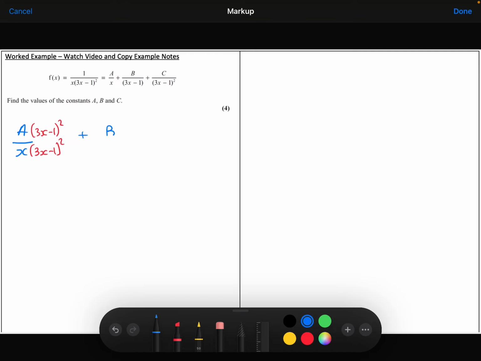Next, let's focus on the b over 3x minus 1. I've already got one of the 3x minus 1 factors in the denominator, so I'm going to need another one of those. So I'm going to need to multiply by 3x minus 1 so that I have a 3x minus 1 squared on the denominator. I also need this x on the denominator as well, so I'm also going to multiply top and bottom by x.